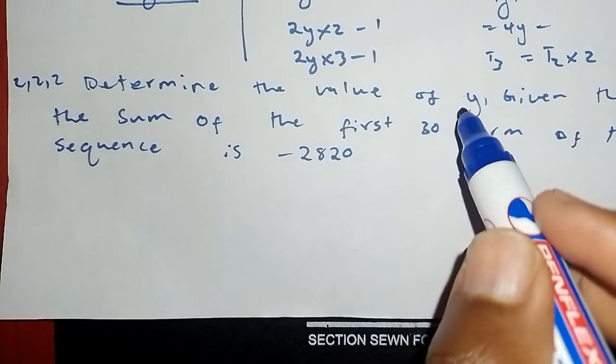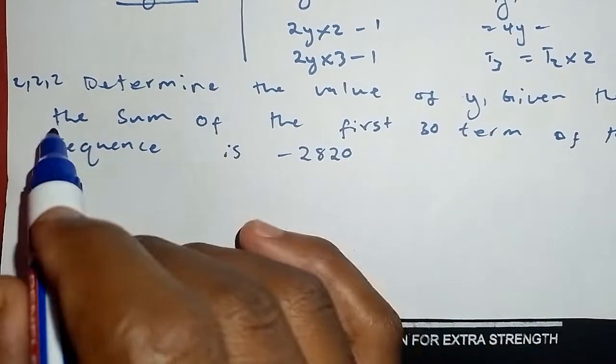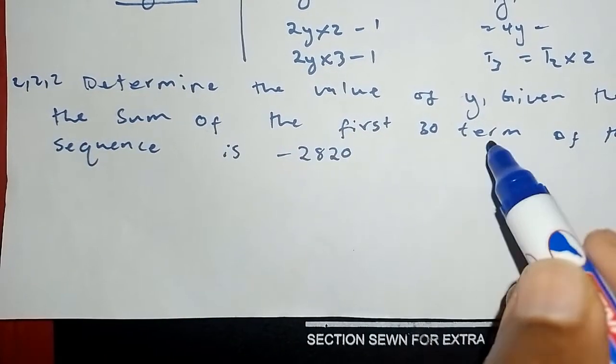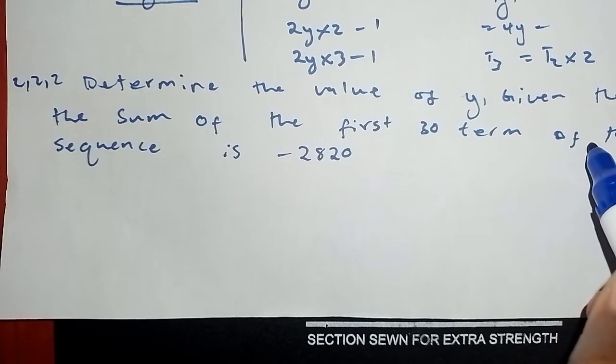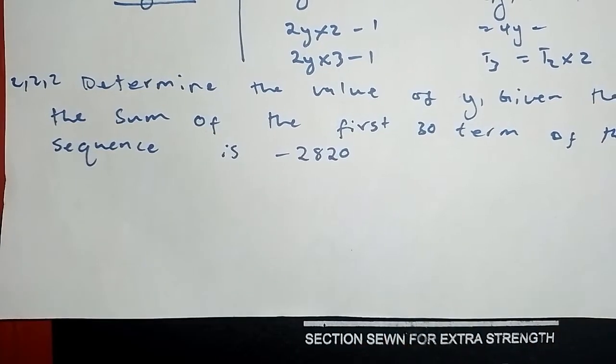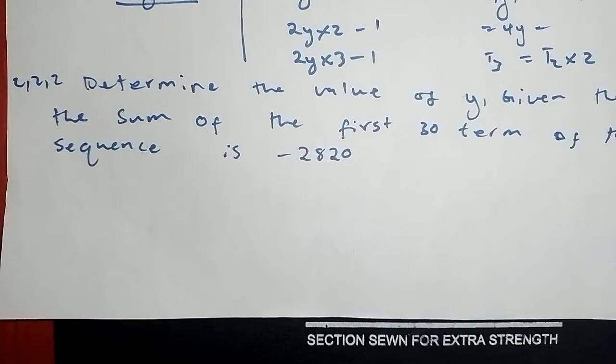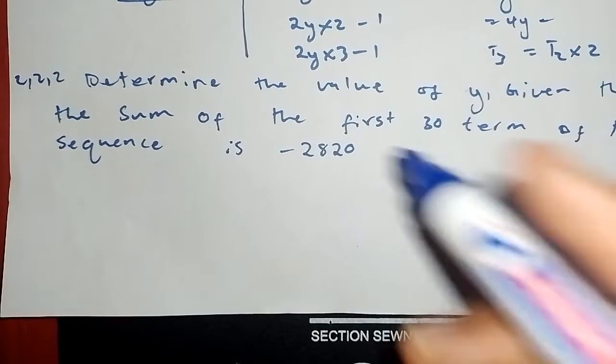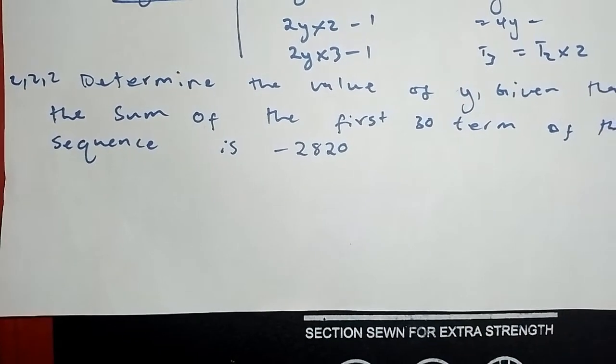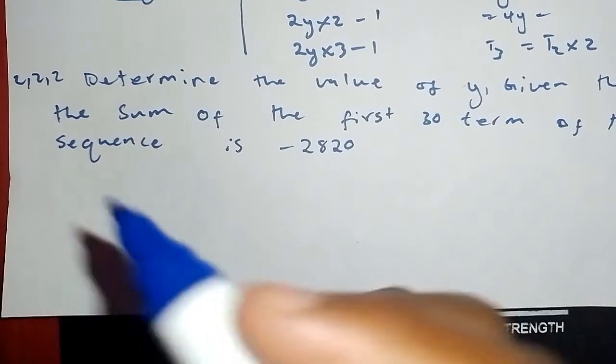Determine the value of y, given that the sum of the first 80 terms of this sequence is 2820, which is negative 2820, not just 2820. Okay, now remember the formula.